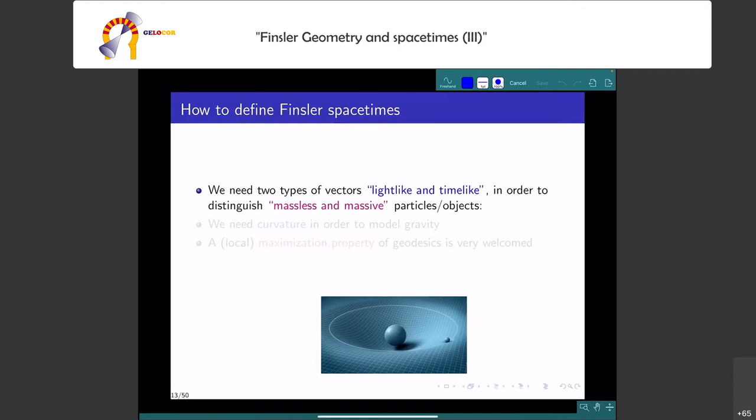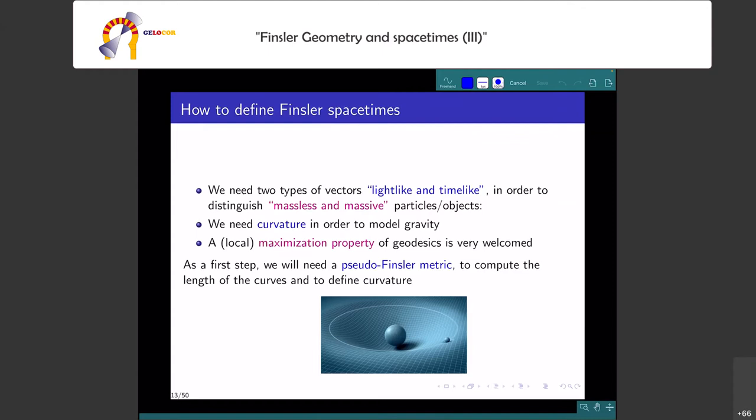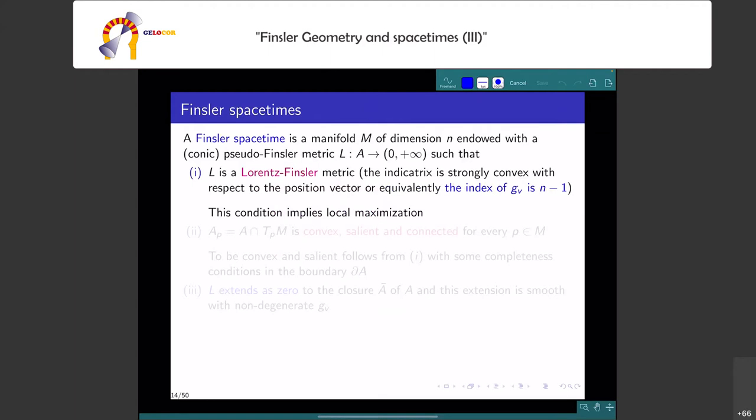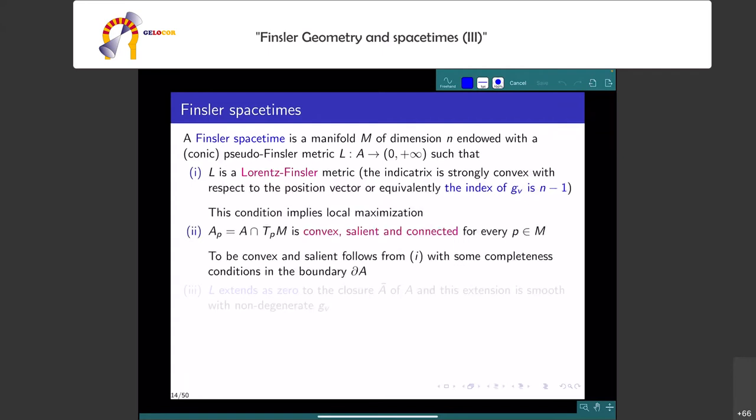So, which is the best way to define a Finsler spacetime? Well, we need two types of vectors, light-like and time-like, to distinguish massive objects. We need also curvature in order to model gravity, and a maximization property is very welcome. So in principle, if we want to define the length of curves and to define curvature, we need a pseudo-Finsler metric. And in order to have this property of local maximization, we need a Lorentz Finsler metric, in the sense that the index of the pseudo-Finsler metric has to be n minus one, because I'm assuming that L is positive. So the index is the opposite of when you consider time-like vectors negative.